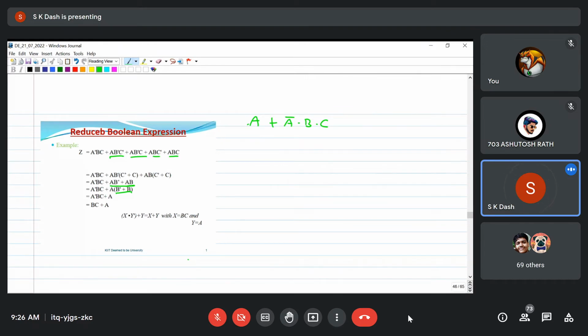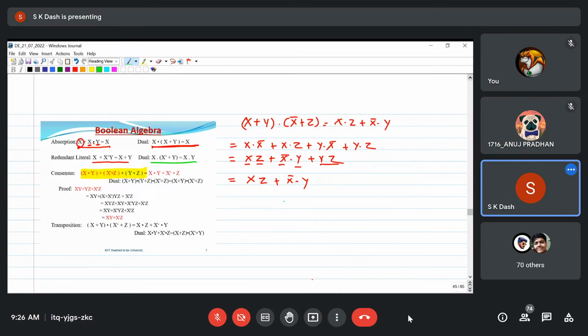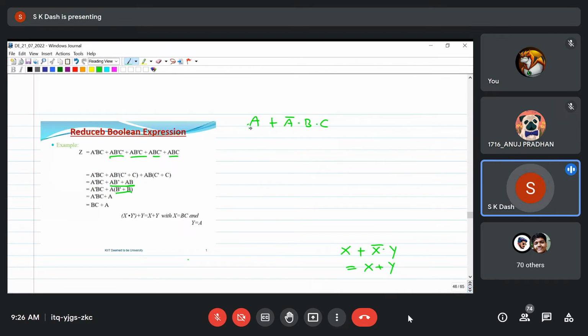Okay, so it is in the form of X plus X bar dot Y. So which theorem can I apply? Redundant literal rule. As per that, what can we write? We can write this as X plus Y. So, here A is available, its complement, and this is your Y. So what will happen? This will become A plus B dot C.